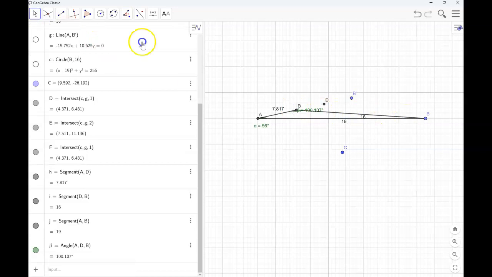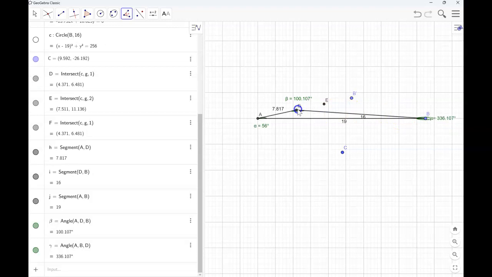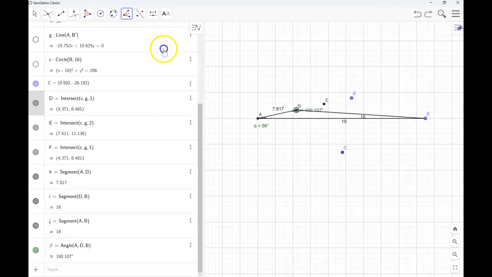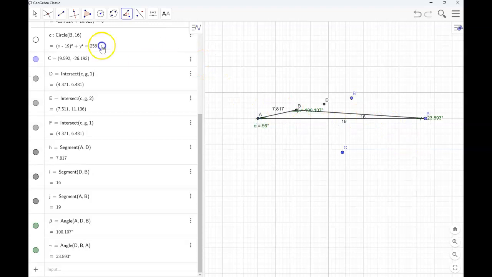There's my 100.11 angle. And there's my 23.89. Everybody kind of see that? That's one triangle.